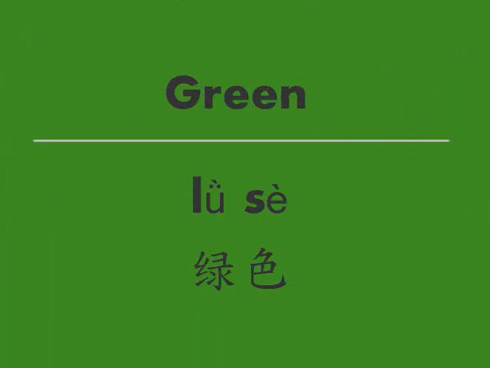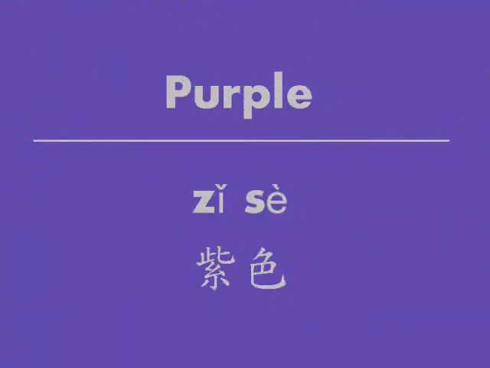The color green, a fast falling tone, 绿色. Repeat again, 绿色. Purple, a falling rising tone, 紫. The color purple, 紫色. Remember to imitate my tones as closely as possible, 紫色.